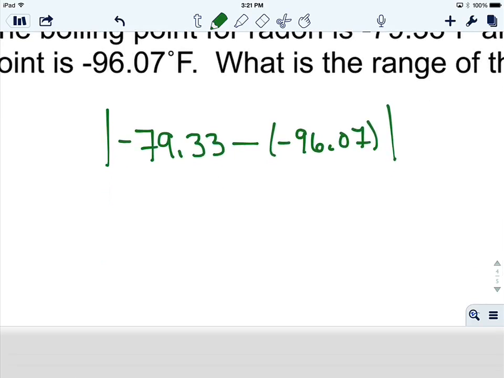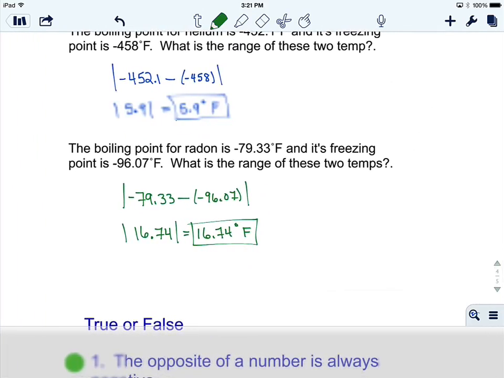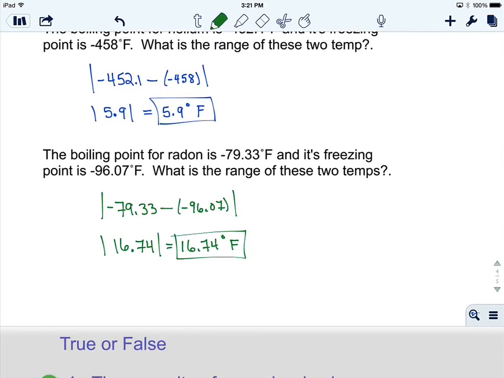So once again, I'm going to use the calculator: negative 79.33 minus a negative 96.07, and I come out with 16.74 inside my bars. Everything on the inside becomes positive, so this is still a positive 16.74, and this is going to be degrees Fahrenheit. So that's my range. I have the range between two values here, 5.9 and then 16.74. All right, so to finish up here, I have this last slide.